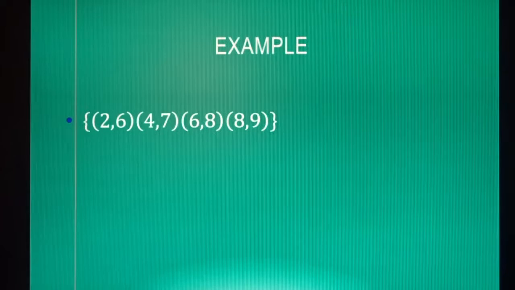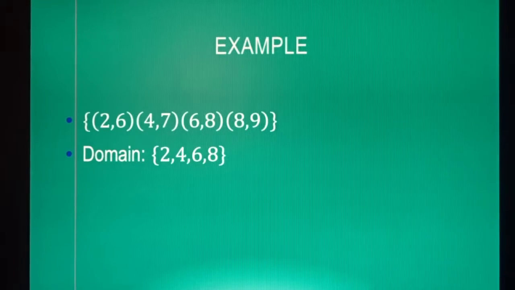If we're looking at the first coordinate of each one of these points, our domain would be 2, 4, 6, and 8, for a domain of {2, 4, 6, 8}. Notice I wrote it in curly brackets because there's 4 separate x values and we have a list. So remember, we write lists in curly brackets.